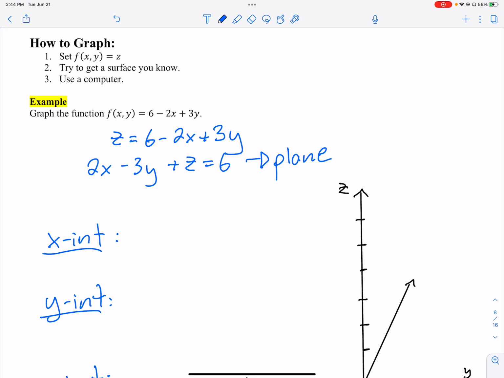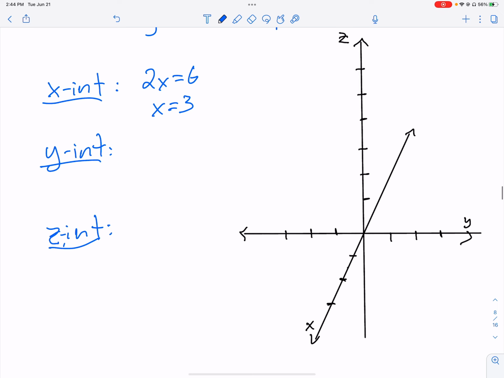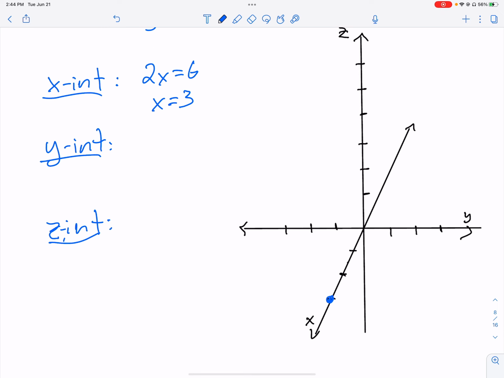Remember, in 2 dimensions, if we wanted to find the x-intercept, we would let the y equal 0. So in 3 dimensions, if I want the x-intercept, I let the y equal 0 and the z equals 0. So I get 2x equals 6, so I get x equals 3. So I'm going to go to my x-axis that is here, and I am going to plot a 3. You may need to draw that.